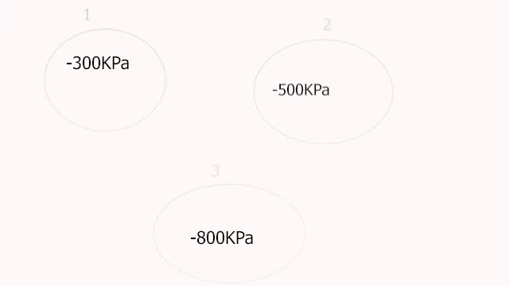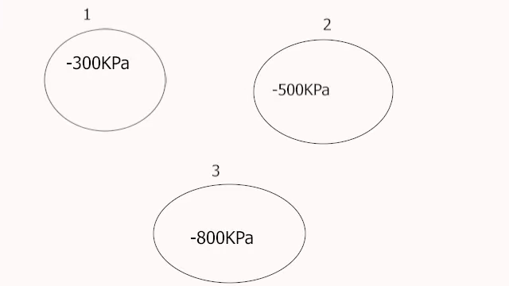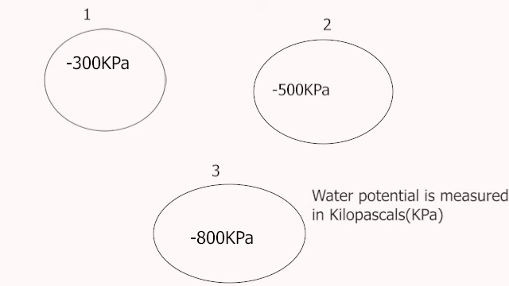If we have our three cells with water potentials at negative 300 kilopascals, negative 500 kilopascals, and negative 800 kilopascals, the direction of water here will depend on their respective water potentials. Water moves from a cell of high water potential to a cell of low water potential, as you can see. So from here you can notice that water moves down a water potential gradient.